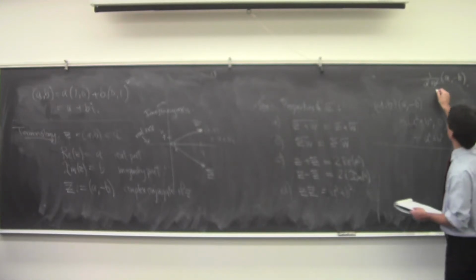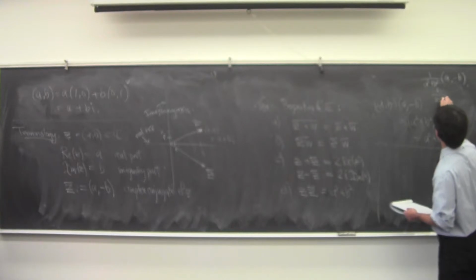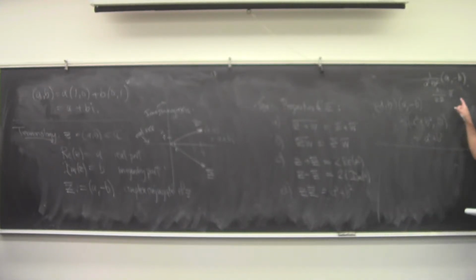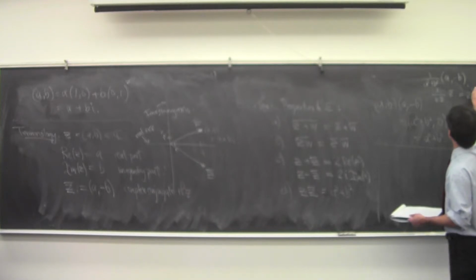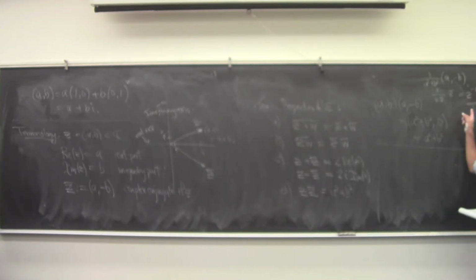Because this is 1 over z bar, right? If you multiply this thing by z, you get 1. Right? Multiply this by z, you get 1. Right? So this is what. That's how you get the inverse of a complex number. Right? Well, z bar over z bar.